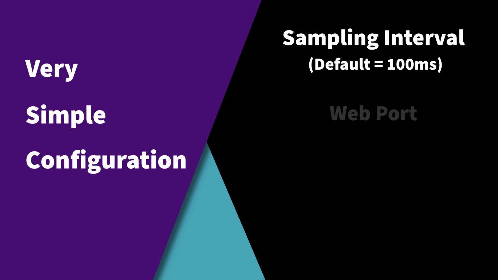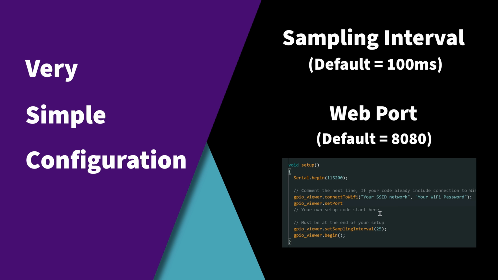The second configurable element is the port for the GPIO Viewer's web application. The default port is set to 8080. You can easily change the port number in your code using the set port function.